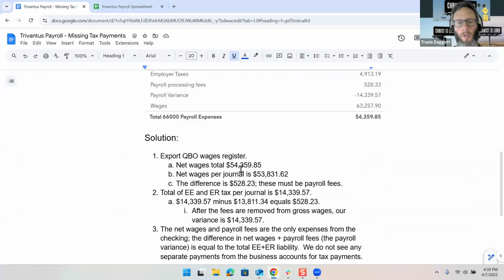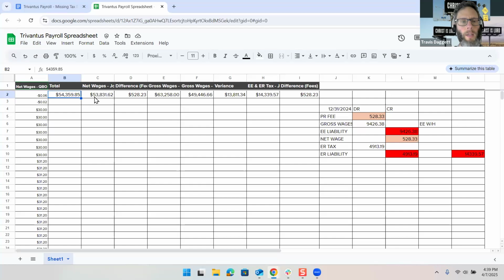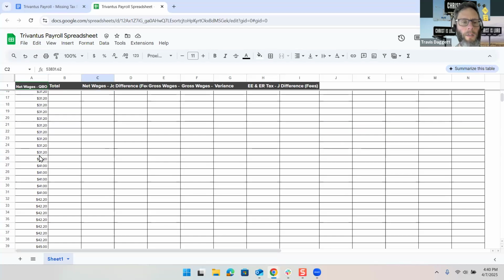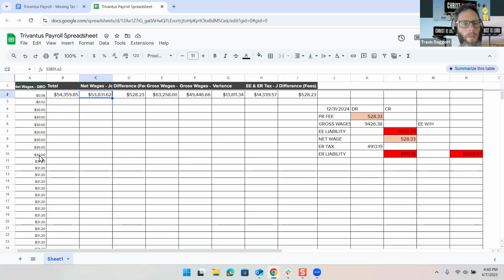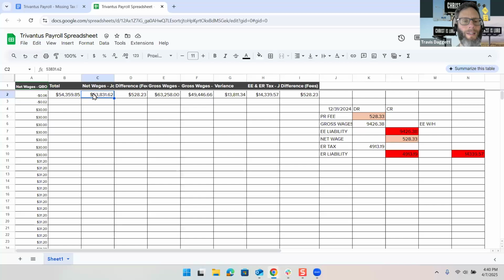Or actually before fees. So the journal shows the 53,831. So we know the difference must be fees, because this is what's being taken out. It's less than what the journal shows, or it's more. So the difference must be fees. So we book that difference to fees.